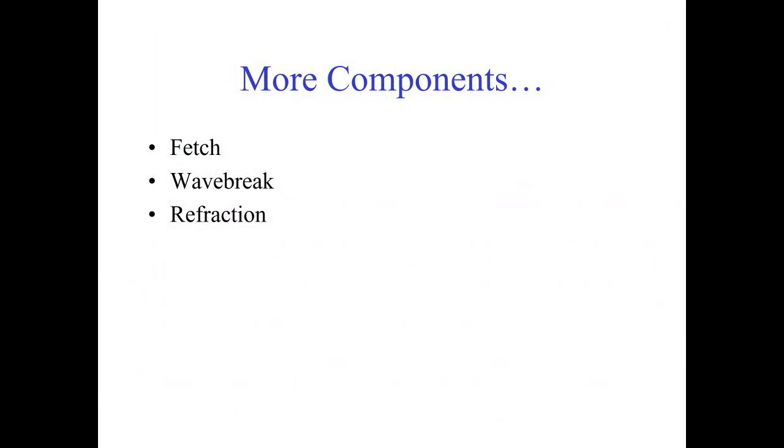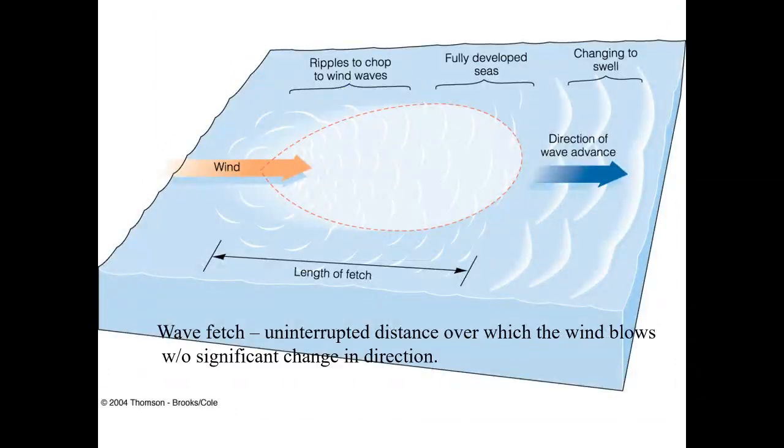Okay, so I gave you a whole bunch of different specifics for waves. Remember, we did crest, trough, wavelength, height, orbit, frequency, and period. Here are 3 more components that we need to cover, starting first with fetch. Fetch is the uninterrupted distance over which the wind blows without significant change in direction.